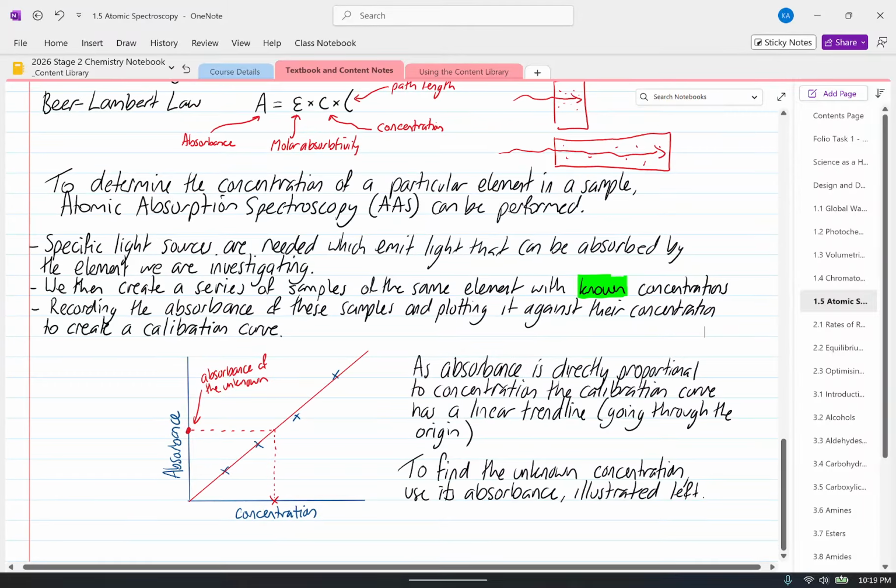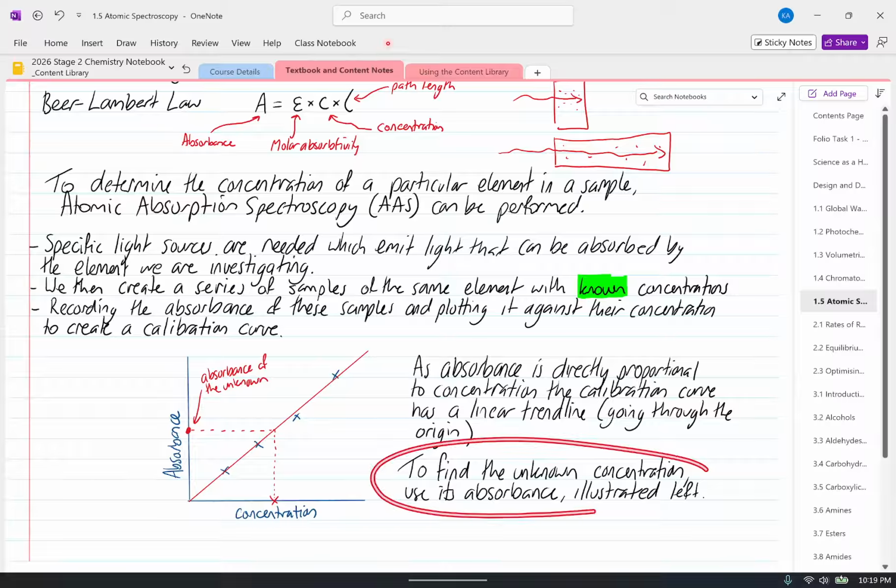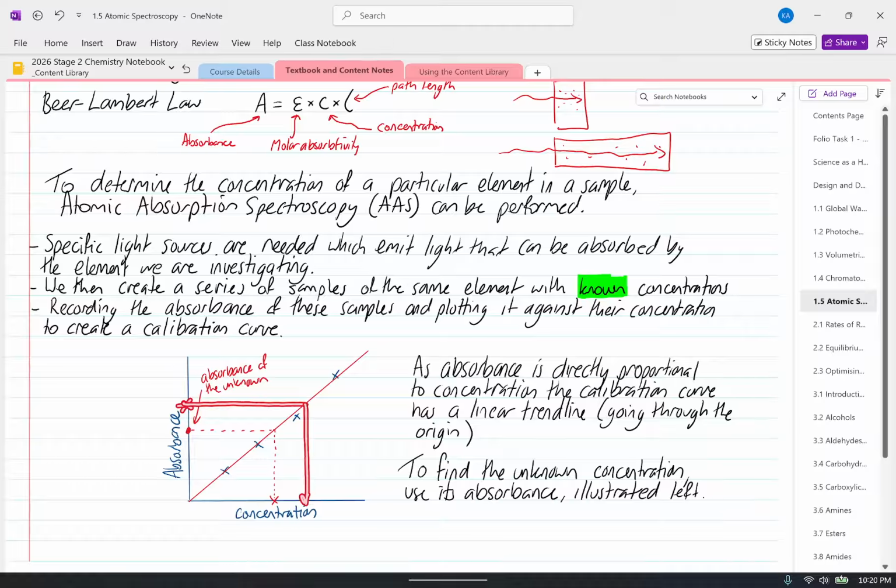You can bake those into the slope and just have an absorbance versus concentration graph, which simplifies things. You have a linear trend line going through the origin, and it's important that it goes through the origin, because if your concentration is 0, your absorbance should be 0 as well. You shouldn't absorb any light at those wavelengths if you have none of that element. As I said, I've illustrated to the left how you find the concentration of the unknown using its absorbance. You find out what it is, put it on the side here. If it was up here, you'd go across and then drop down and find the concentration.